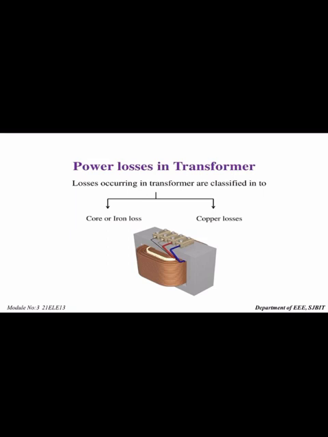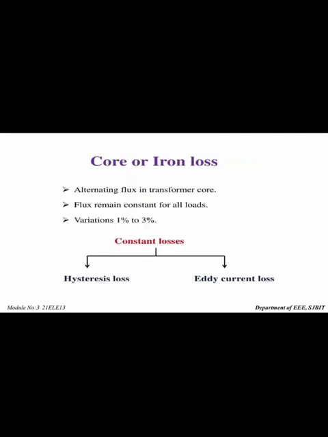Then what are the different types of losses which will occur in a transformer? If you consider a transformer, there will be majorly two losses. One will be the iron loss, which is also called the core loss. Another one will be the copper loss. The core loss, or the iron loss, is due to the alternating flux in the transformer. The flux remains constant for all loads, so these losses will vary from 1% to 3%.